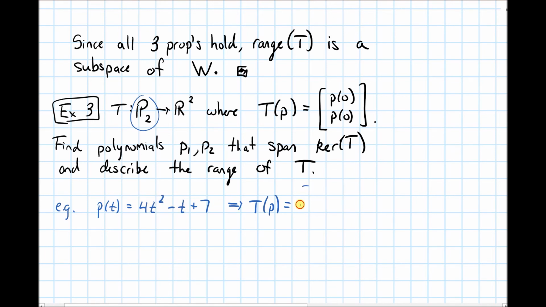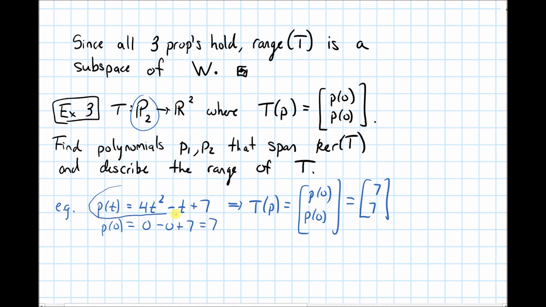So when I plug this into T of p, into my linear transformation, we will get P of 0 and P of 0 as the two entries. So P of 0 means, well, plug 0 into the polynomial. P of 0 is going to be equal to, I'll get 0 minus 0 plus 7, which is equal to 7. So the first entry is 7, the second entry is 7. So that's what T of this particular polynomial is. When I plug this particular polynomial into my transformation, what I get out is the vector 7, 7.